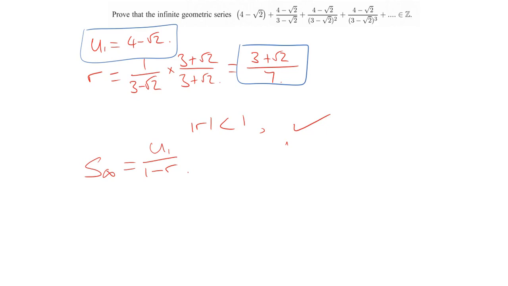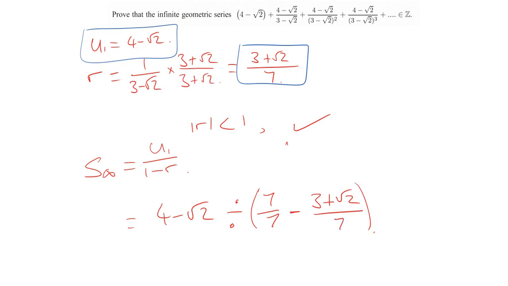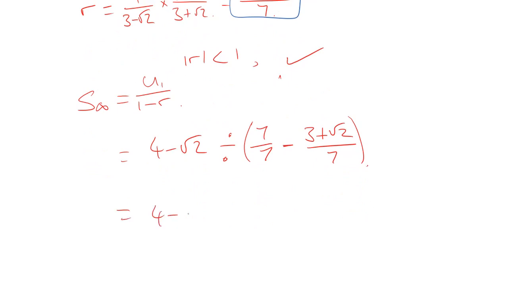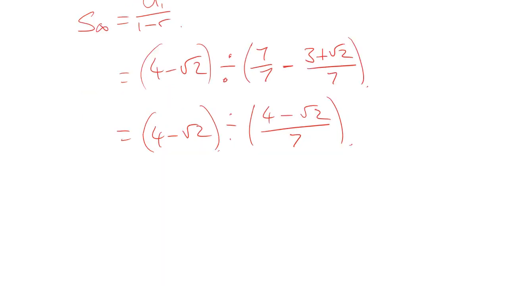So let's do that. Right, so we're going to have the sum equal to 4 minus root 2 divided by 1 minus r. Now I'm going to write the 1 as 7 over 7 to save myself some thinking time and space, minus 3 plus root 2 over 7. There's my r. Look, I'm writing it like that. Maybe we should put some brackets around this, right? Okay, so that I can then write 7 minus 3, which is 4, minus a root 2, all over 7.